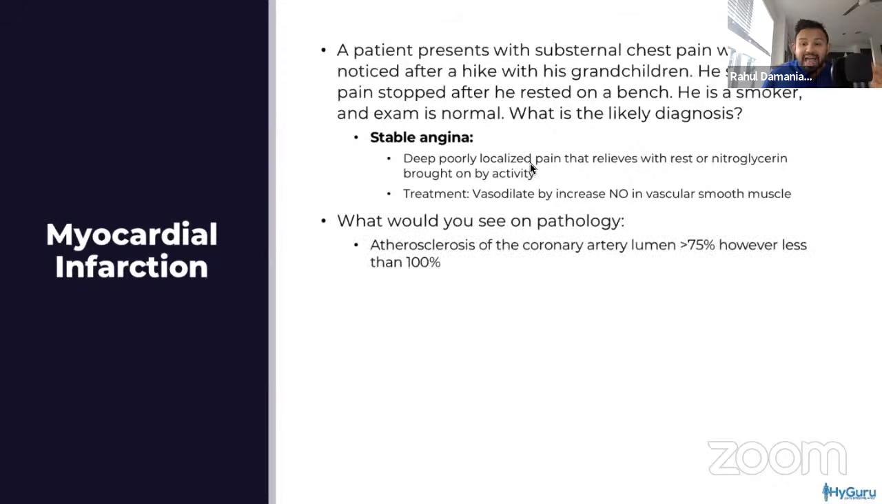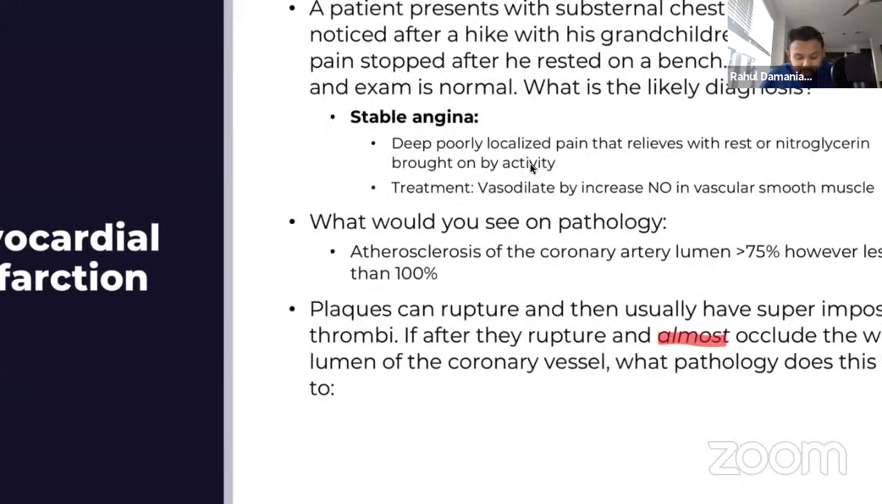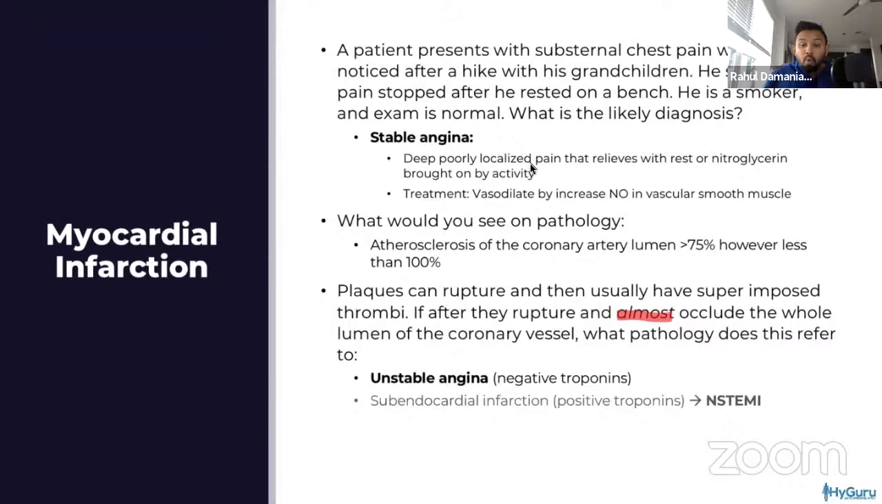So in stable angina, you actually see atherosclerosis that is going to hit not all, but a majority, around greater than 75%. That plaque is going to occlude the lumen. The plaques can then rupture and usually have superimposed thrombi. And if they rupture and actually almost occlude the lumen of the coronary vessel, what's going to happen? Well, you can get unstable angina, or you can get some element of subendocardial infarction, what we know as an NSTEMI. And so both of these are going to be related to a partially occluded, but almost occluded vessel.